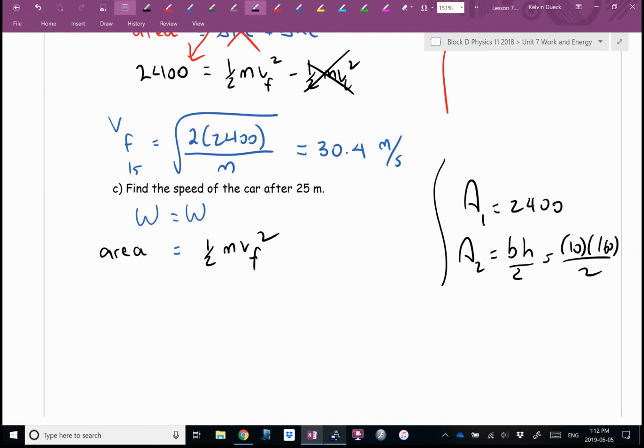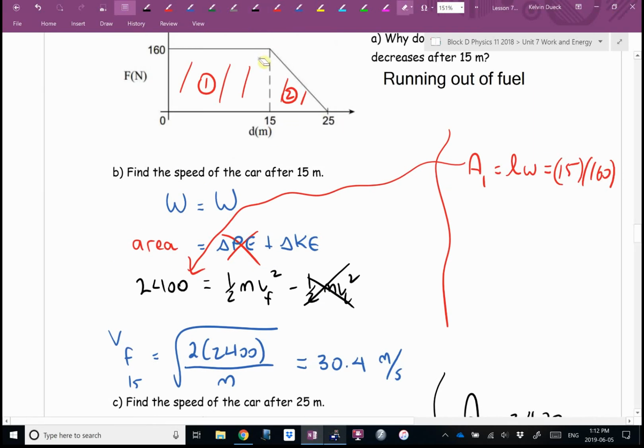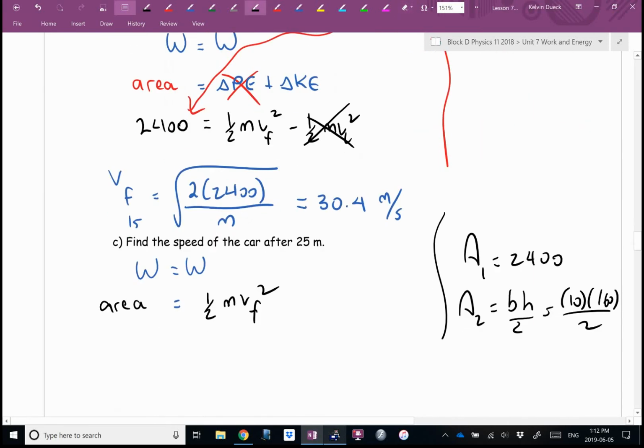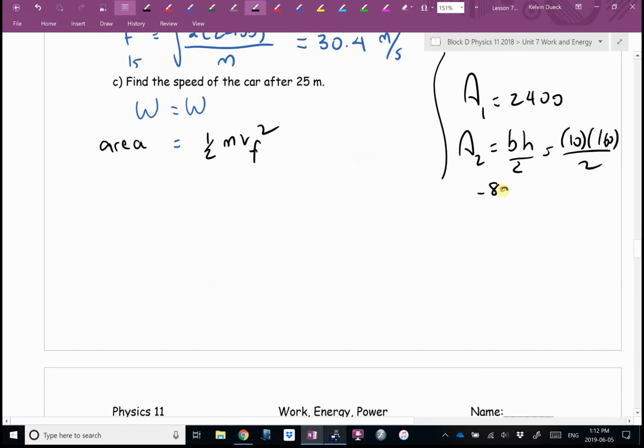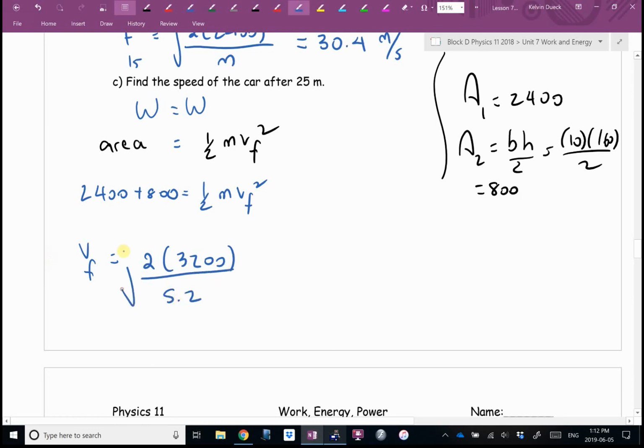Am I wrong? Courtney, question? Right? 10 by 160 and divided by 2. Is it 800? Oh, okay. Nobody said anything. Now that's the triangle, but the total area is going to be then 2,400 plus 800. That equals a half m v final squared. And Sam, now we're back in familiar territory. Divide by m, times by 2. So V final is going to be 2 times 3,200 divided by 5.2, square root.